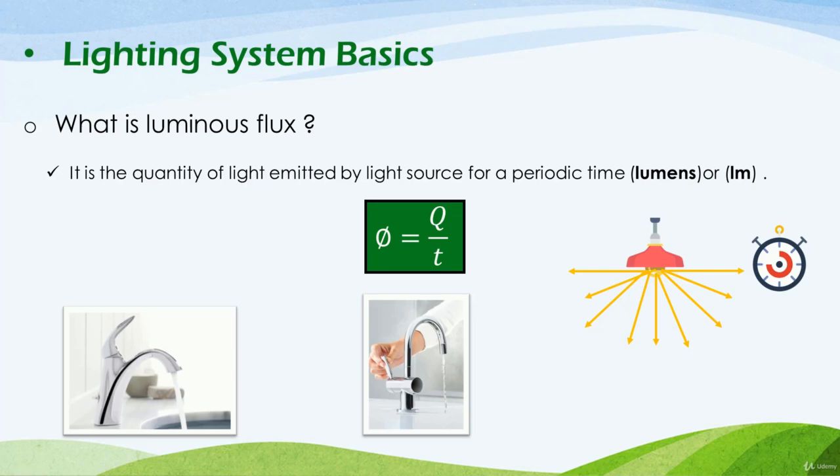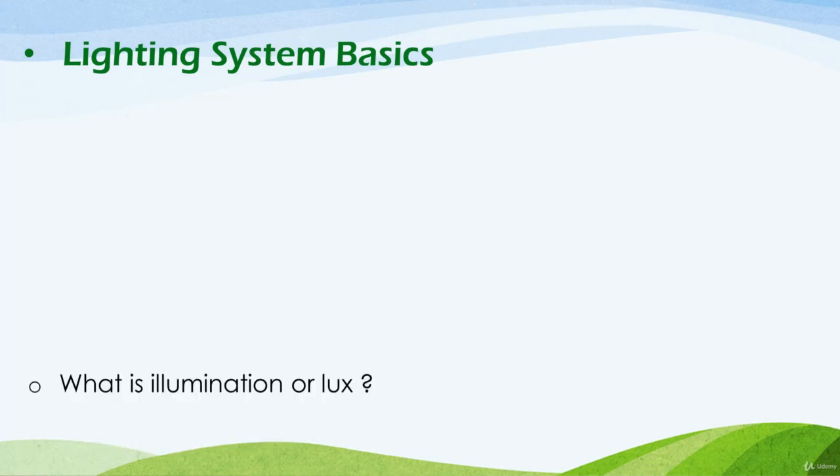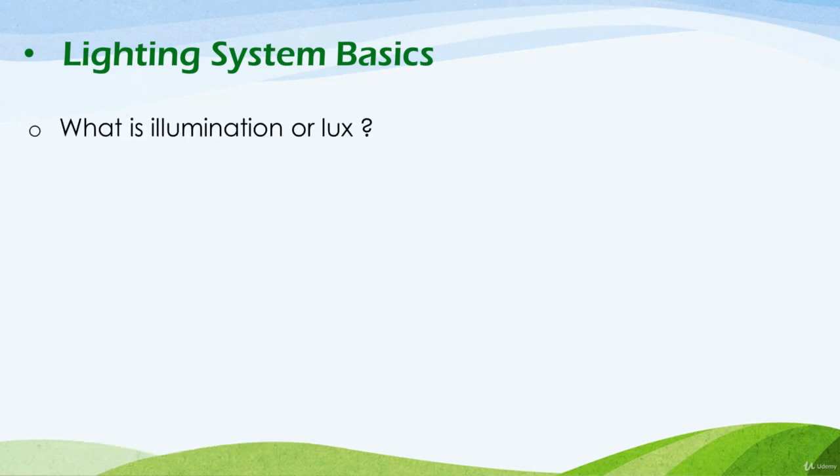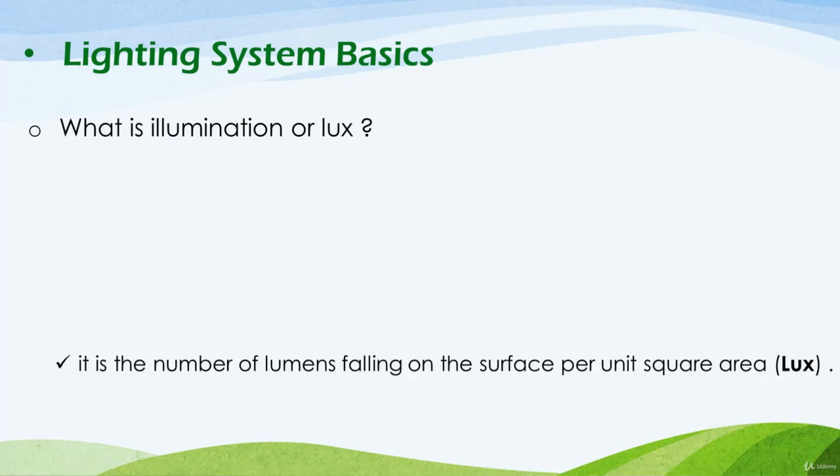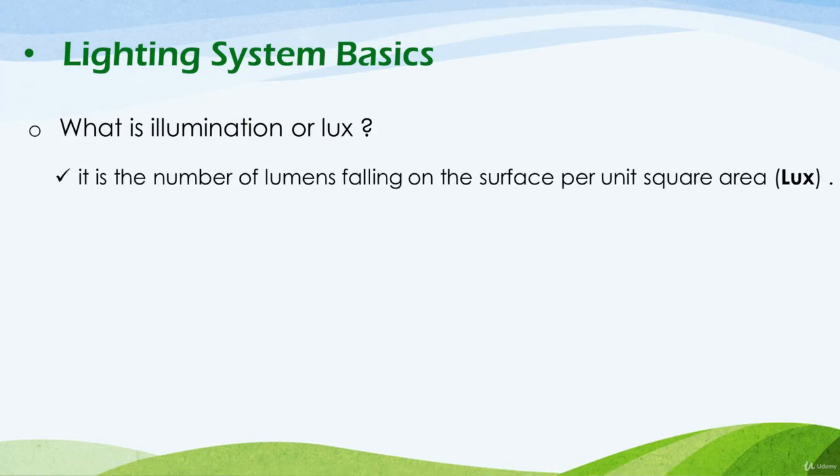Very good. Now the second parameter related to the lamps is called the illumination or the lux of the light source. So the lux is the number of lumens falling on the surface per unit area. So we can say that the illumination is the relation between the lumens emitted from the light source over the area that those lumens are falling on.